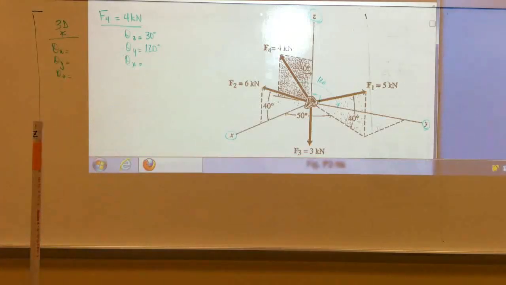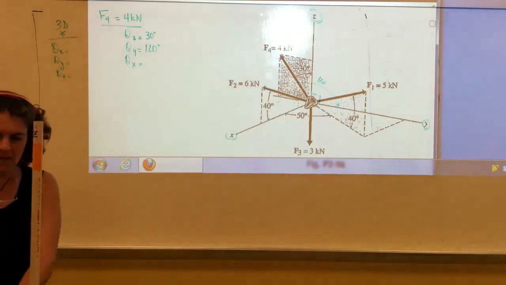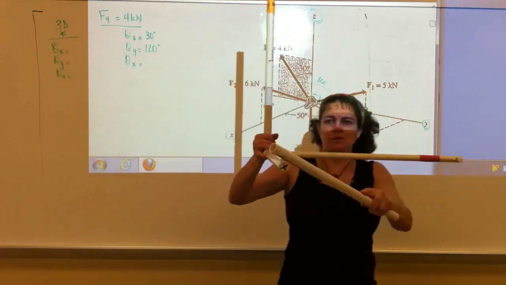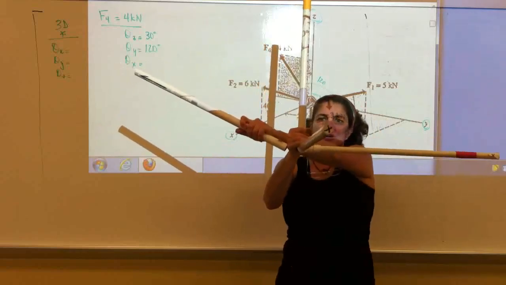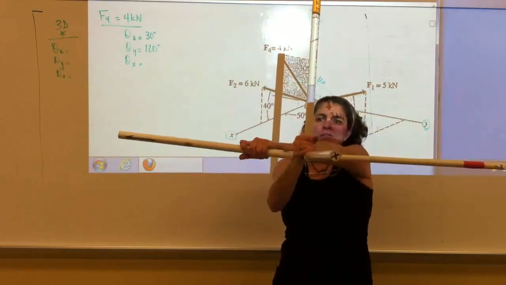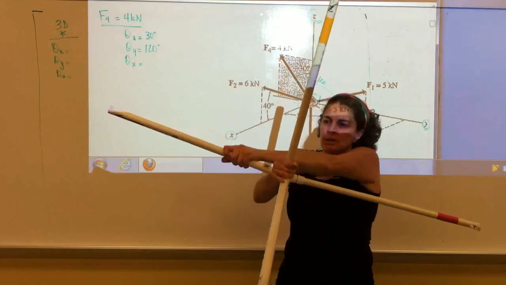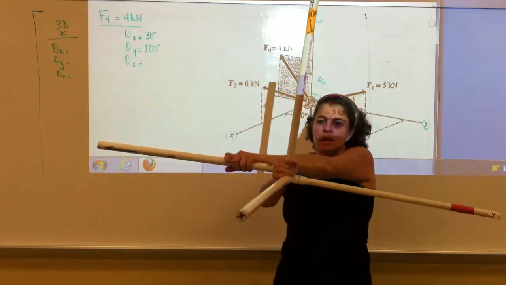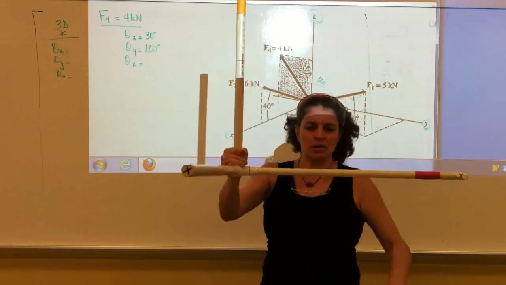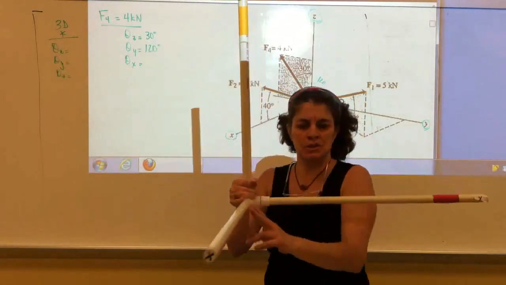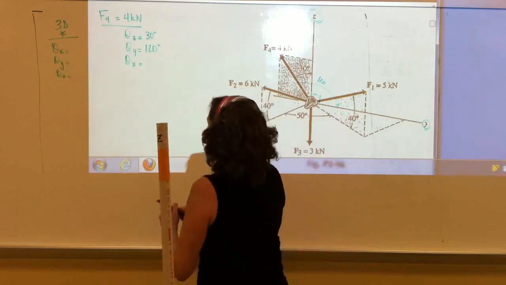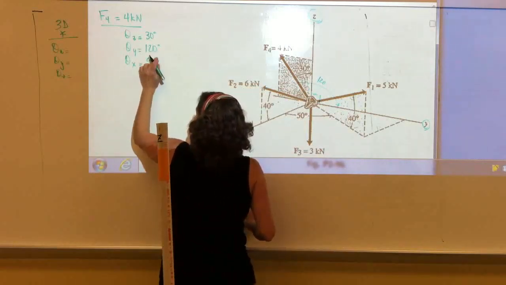How about theta x? If F4 lies on the YZ plane, what is its angle to the x-axis? Let's take out this guy again. Here's the x-axis, the y-axis, here's the z. The force is here. If the force lies on this plane, isn't it perpendicular to the x-axis? Anything that lies on this YZ plane is perpendicular to the x-axis, so it gives you 90 degrees.